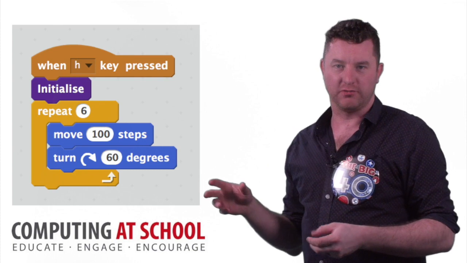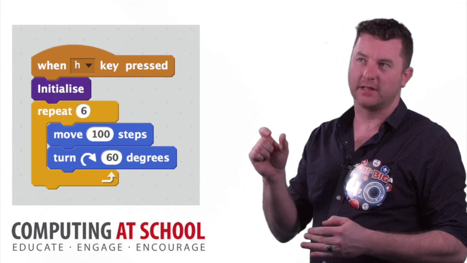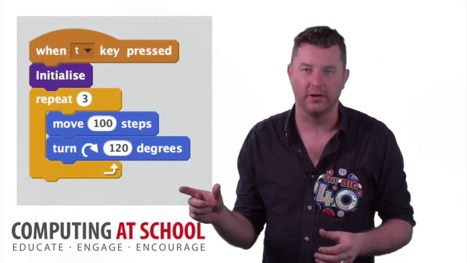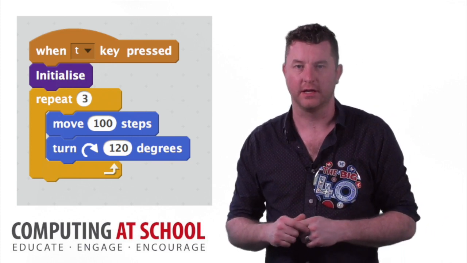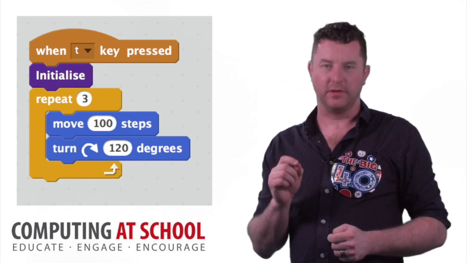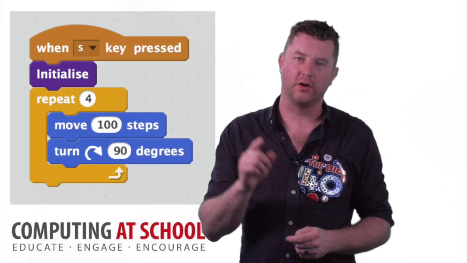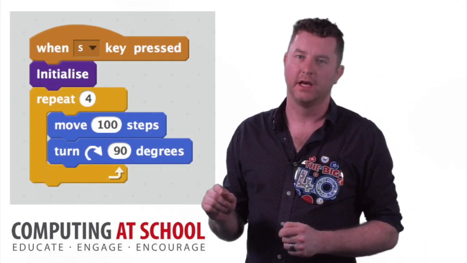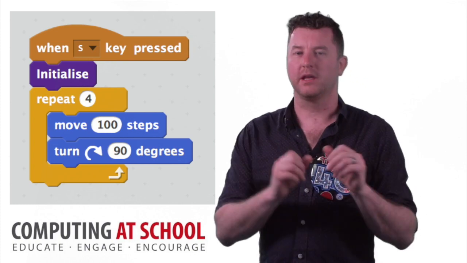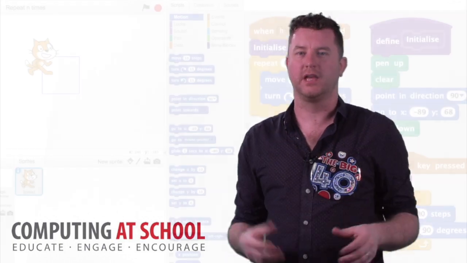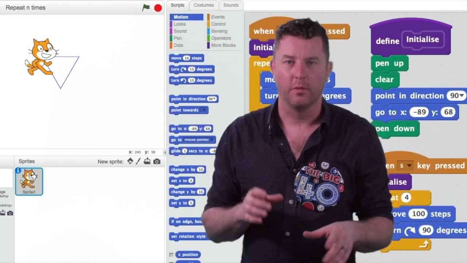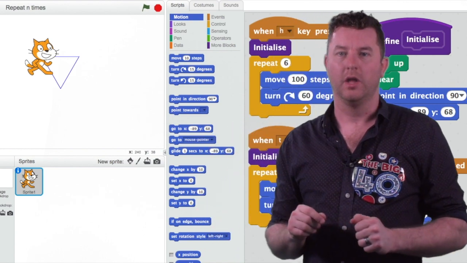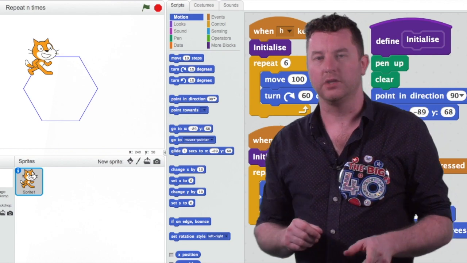Now, this is within Scratch, and it's looking at the repeat n number of times block within the control section of Scratch. As you can see, I've set up different keys to trigger these 3 different parts. I would give this to the children and say, study this code carefully and predict what you think will happen when you press the T, for example, or the S, or the H.